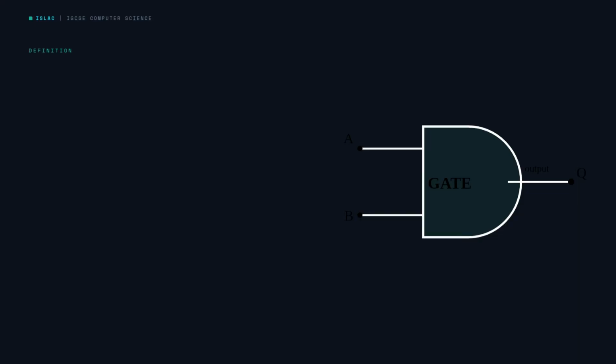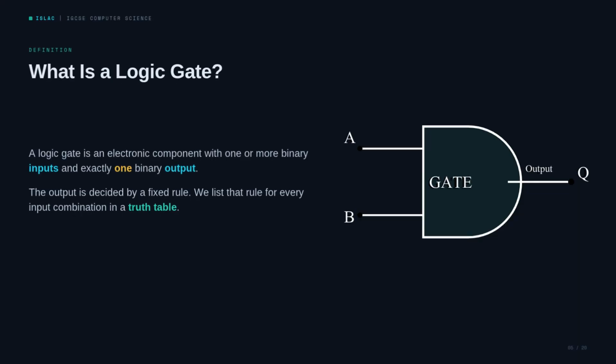A logic gate is a tiny electronic component. It takes 1 or more binary inputs and produces exactly 1 binary output. The output depends only on the inputs, following a fixed rule. We describe that rule using a truth table, coming up next.